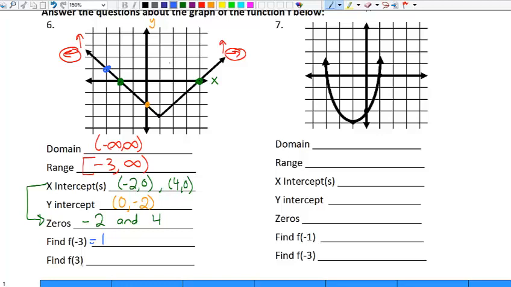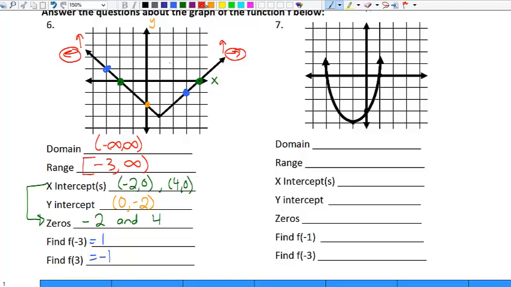On the next problem, we have f of +3. So I'm going to go to the right, 1, 2, 3, and look up and down. When I find the point at which x is equal to 3, I find the y value. The y value happens to be -1, so f of 3 is equal to -1.